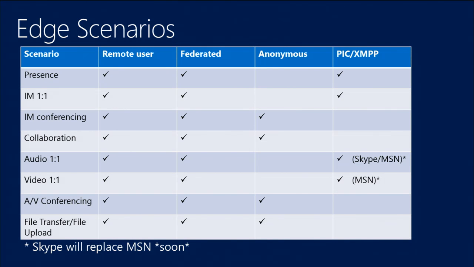Now, the second column is federated access. That's expanding our reach. My organization has Lync deployed. Your organization has Lync deployed. I want to be able to reach you with my Lync client to your Lync client. That's a process we call federation. And we do that through the Edge components.